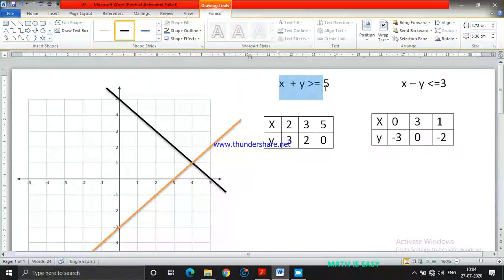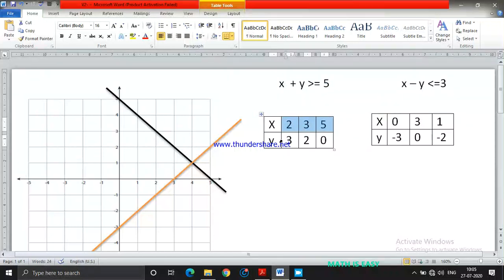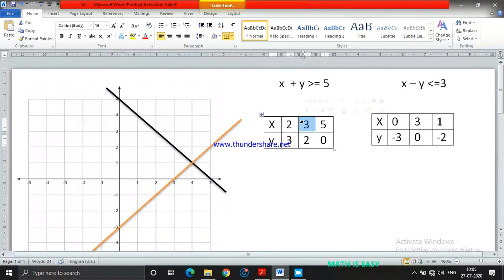First take the inequality x plus y is greater than or equal to 5. To get the graph, first I'll take x plus y equals 5. Then I take the corresponding x values and get the corresponding y values. If I substitute x equals 2 here, the y value will be 3. If x is 3, then y is 2. If x is 5, then y is going to be 0, since 5 minus 5 is 0.